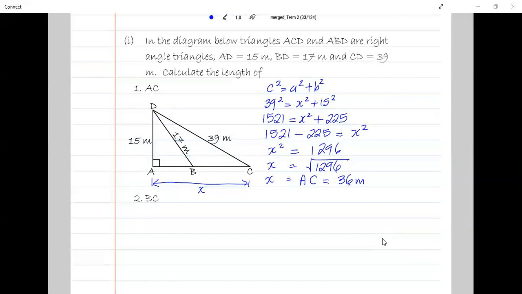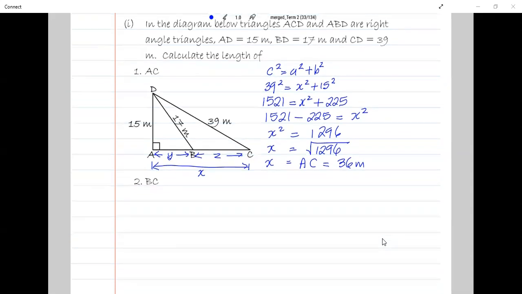Next, we're asked to calculate the length of BC. Now, the only way possible we're going to get BC is that we have to first calculate AB. And AB I'm going to call Y. And BC I'm going to call Z. Now, if I know X and I know Y, to find Z, I would simply take away Y from X. So let us find Y.